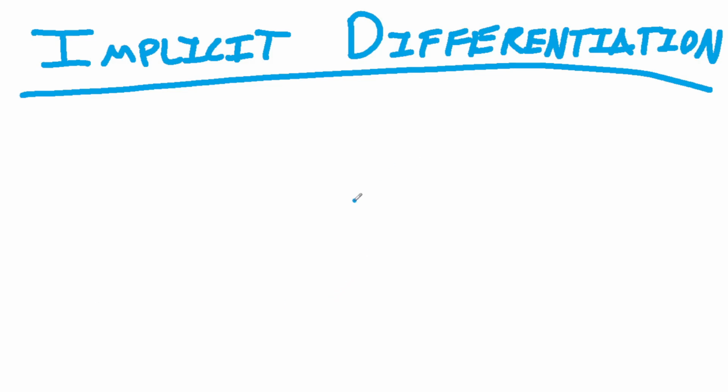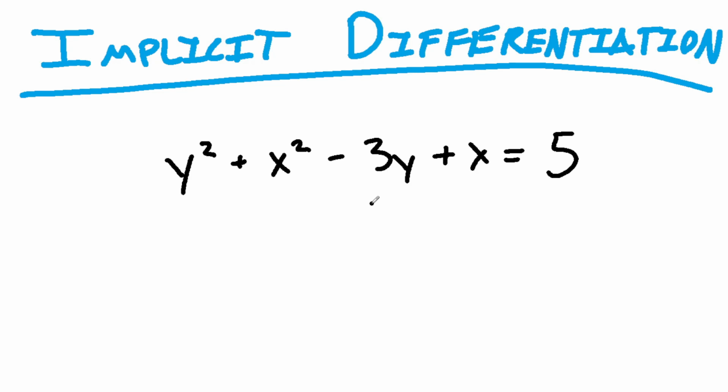Welcome back. Today we're going to be going over implicit differentiation. So implicit differentiation is a technique for finding the derivative of a relationship between two variables. And it's often used when it's difficult or impossible to isolate one variable to take the derivative with respect to the other variable. So now let's look at an example to see how we actually do implicit differentiation.